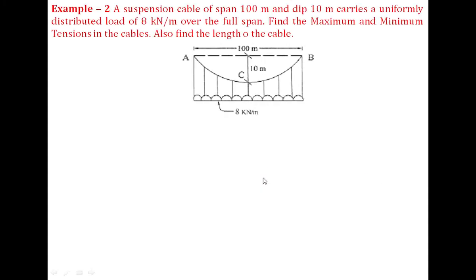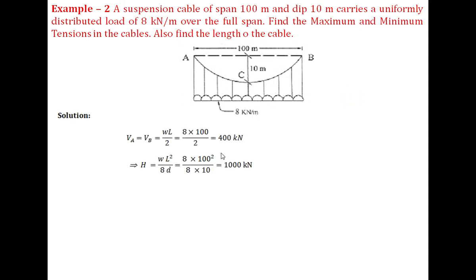Let us solve one more problem in which a suspension cable of 100 meter span and 10-meter dip carries a uniformly distributed load of 8 kN per meter over the full span. Find maximum and minimum tension in the cable. Also find the length of the cable.